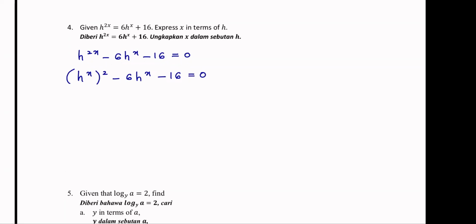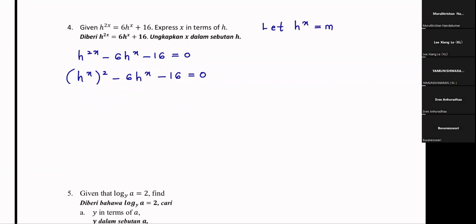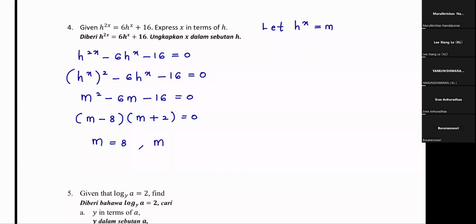Nampak? Okay, kalau you nak tengok jelas, hx, you can let hx into anything? M ke whatever. Saya dah ganti M square. 6M. Kan? So M is 8. M is 92. So, tapi jangan tinggal M tau.